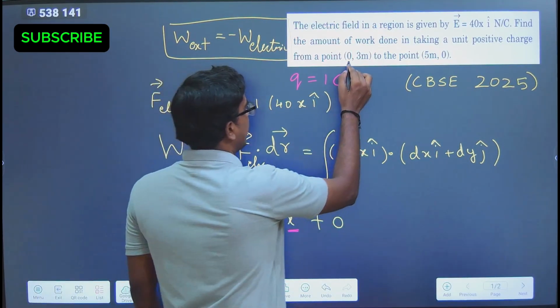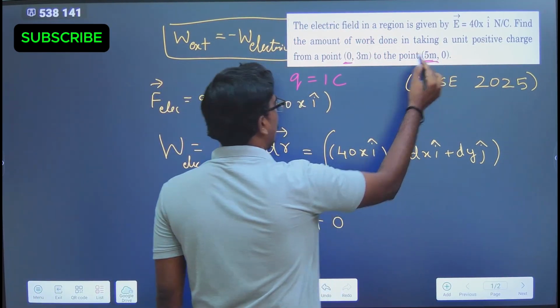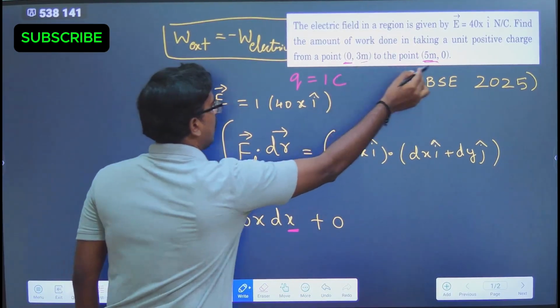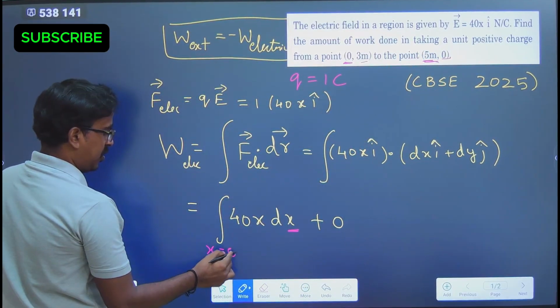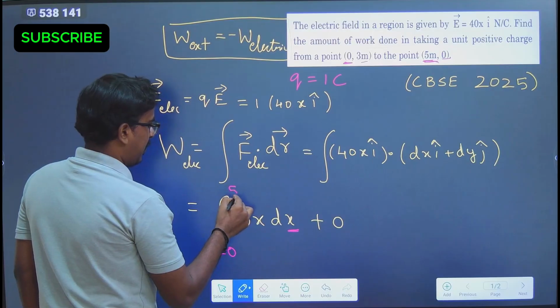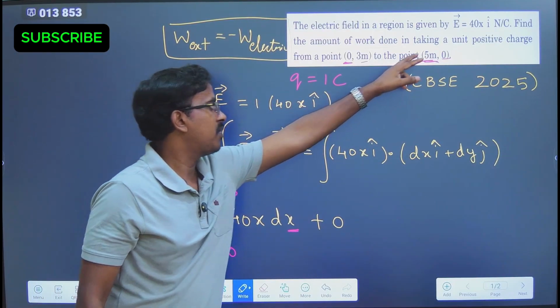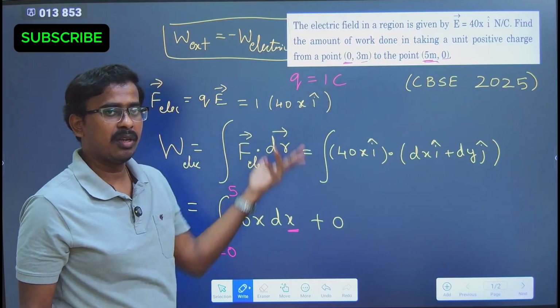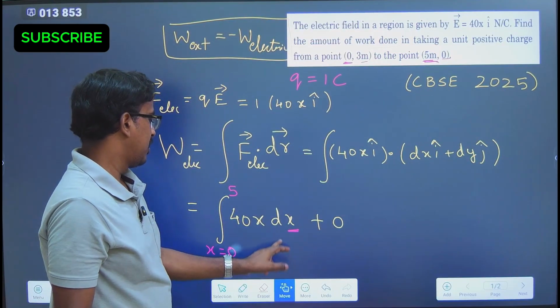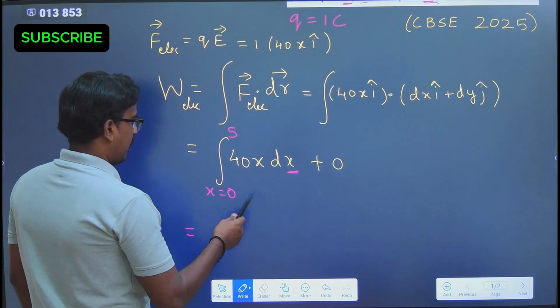What is the initial x value? 0. What is the final x value? 5. So the limits are 0 to 5 meter. If it is given in centimeter, you should convert to meter, for example 5 centimeter. But since it is given in meter, no problem for us. Directly we can substitute. Now we got this expression.